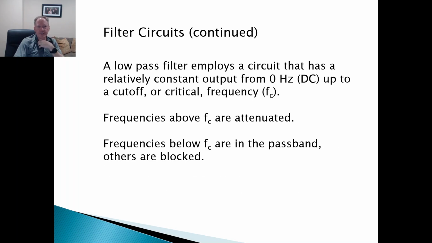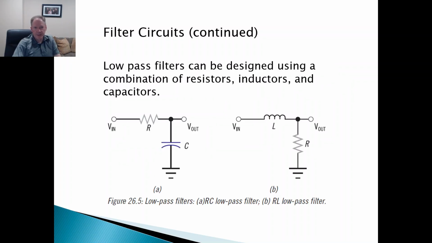So a low pass filter allows the circuit to have a constant output from 0 hertz up to a cutoff or critical frequency. So it's going to allow frequencies to pass at the low end, and then when it gets to the cutoff frequency, which is the critical frequency or cutoff frequency, FC, anything after that, the signal will get attenuated or dropped. Now, frequencies below FC are passed. Anything above FC is going to start to be blocked. Okay?